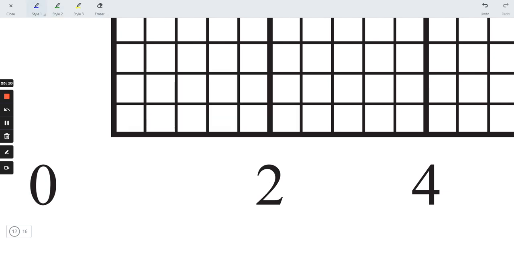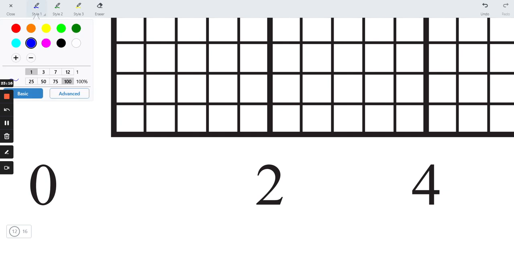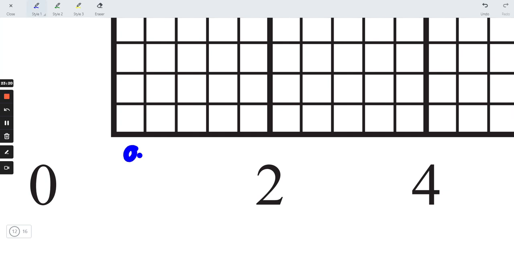So you could write here 0.4, 0.4, 0.8, 1.2, 1.6, and 2.